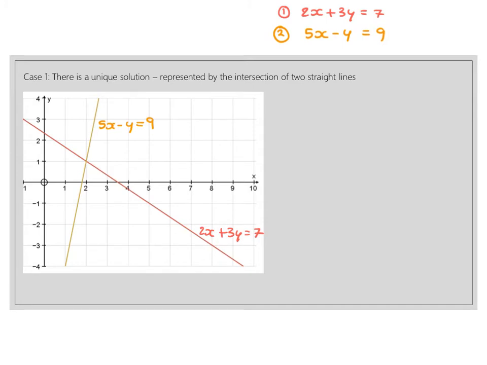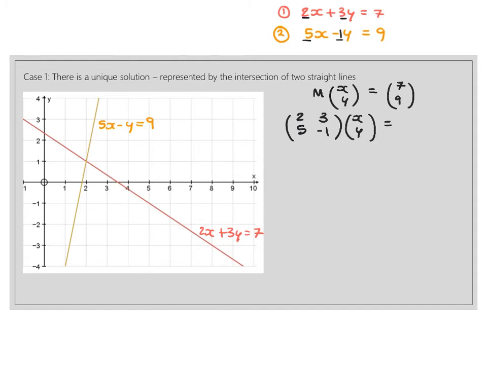of 2 straight lines. So let's look at the matrix equation, the equation that has the form mxy equals pq, and the pq in this case is 7, 9. Well, what's the matrix M? Well, remember, we look at the coefficients of the x and y terms. So we've got 2, 3, 5, negative 1 reading along horizontally across the rows.